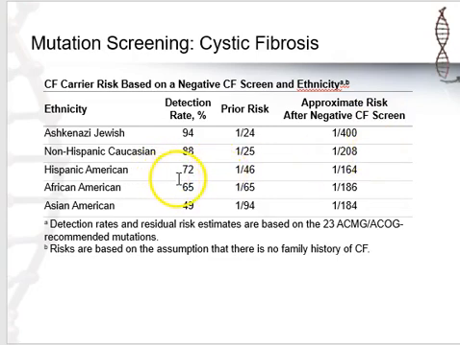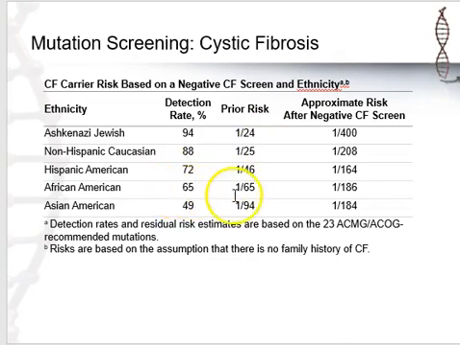In Hispanic Americans, the detection rate is only 72%, even though the risk is much lower, 1 in 646. Because the detection rate is so low, even after testing, the risk is actually higher than in non-Hispanic Caucasians or Ashkenazi Jewish, even though their risk before testing is much greater than the Hispanics.